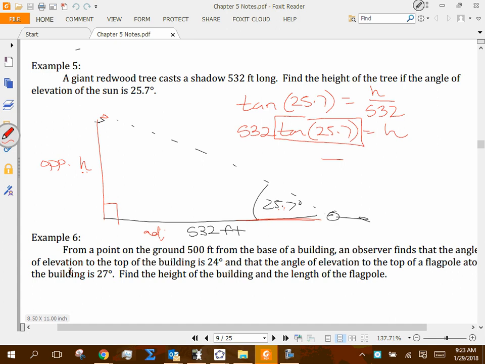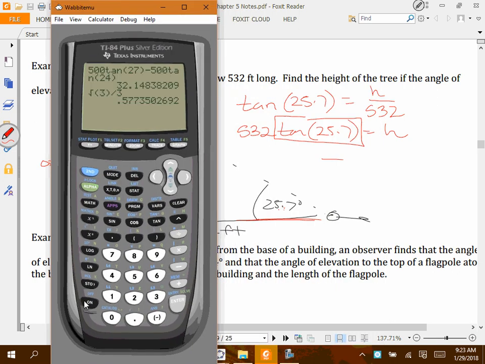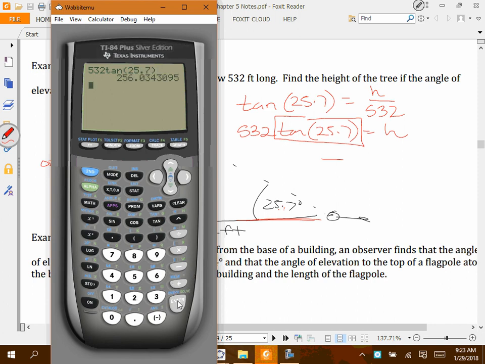If we wanted the rounded value, maybe I'm a biologist and I'm tracking these trees and tracking their growth or whatever, I'm probably going to want to do something like this and get that number back there, 256.03 feet. That makes a little bit more sense, right? I can visualize that. I know how long that is or how big that is.